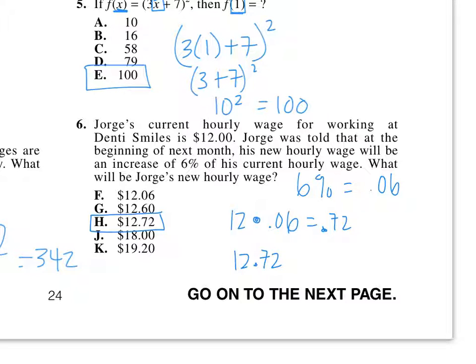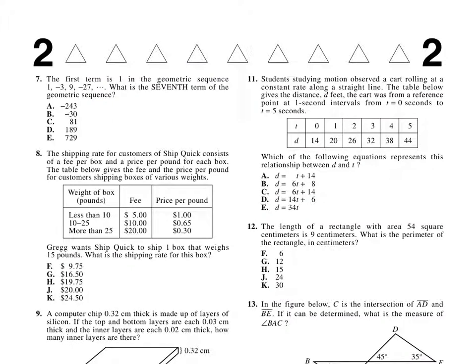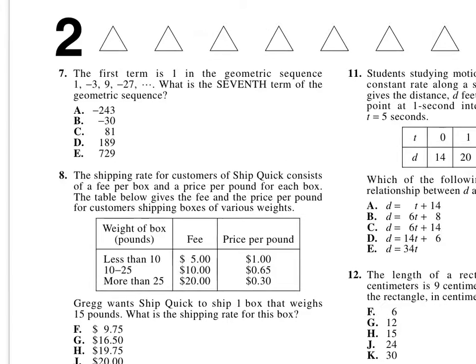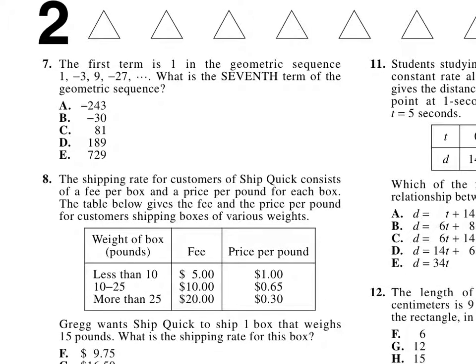Yep. All right, next page. Question 7. The first term is 1 in the geometric sequence 1, -3, 9, -27, etc. What is the 7th term in this geometric sequence?